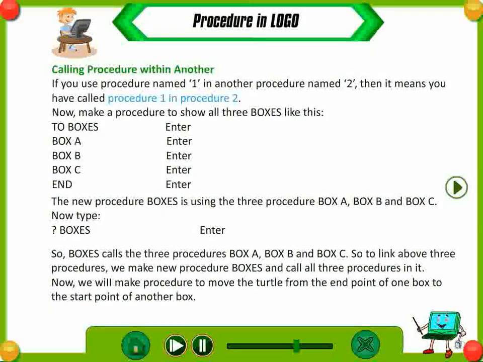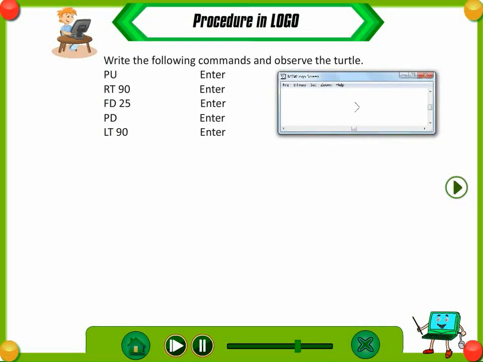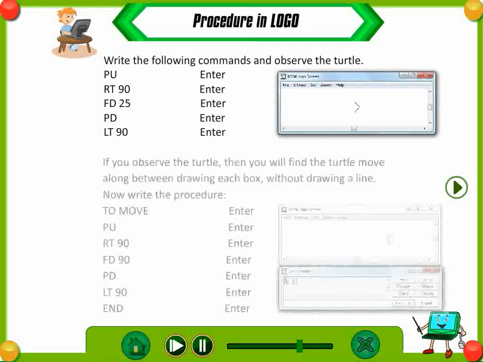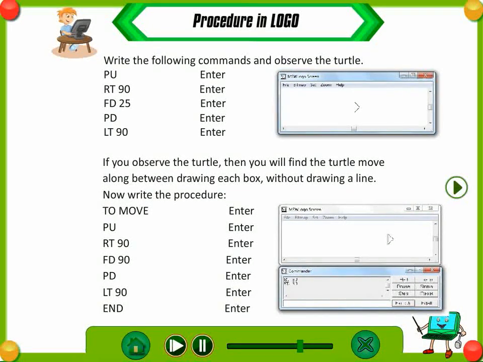Now we will make a procedure to move the turtle from the end point of one box to the start point of another box. Write the following commands and observe the turtle. PU, enter, RT 90, enter, FD 25, enter, PD, enter, LT 90, enter. If you observe the turtle, you will find the turtle moves along between drawing each box without drawing a line. Now write the procedure MOVE, enter, PU, enter, RT 90, enter, FD 90, enter, PD, enter, LT 90, enter, and END, enter.